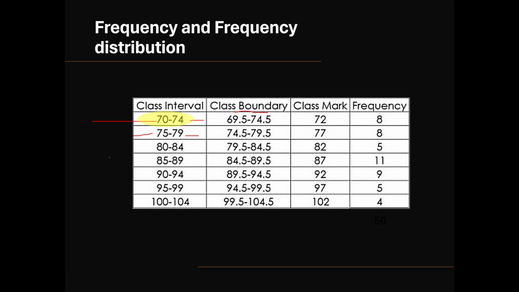If I minus 0.5 from 70, I'll get 69.5. If I add 0.5 to 74, I'll get 74.5. Same thing I have done for this one. If you have 75, it will be 74.5, and if you add, it will be 79.5 on this side. So this is how you create your class boundary.